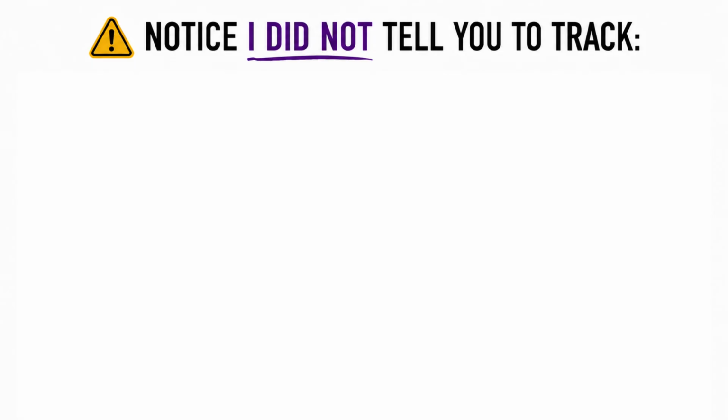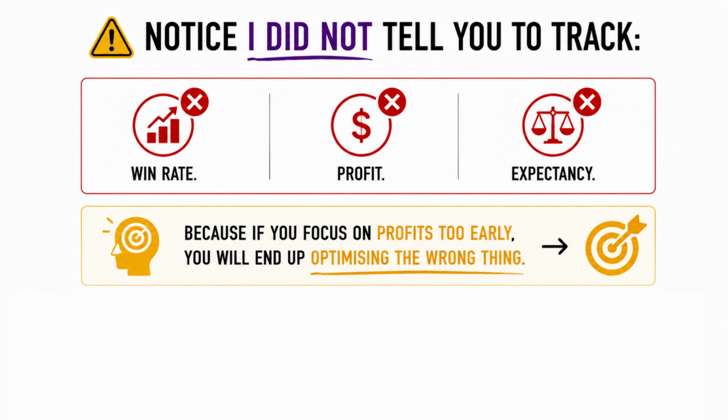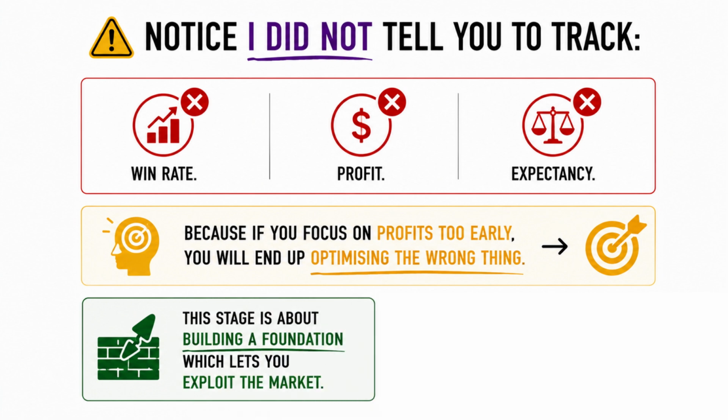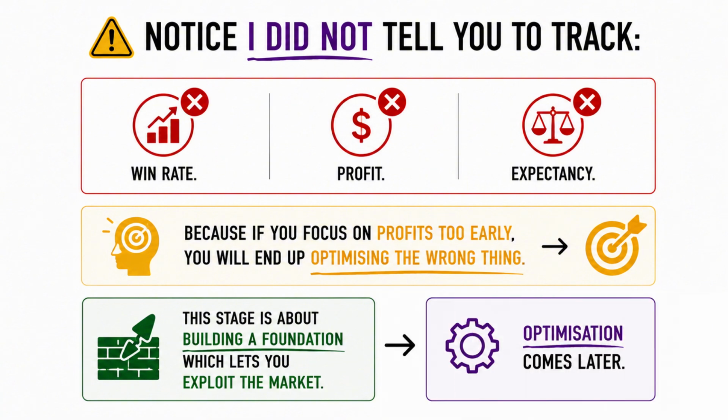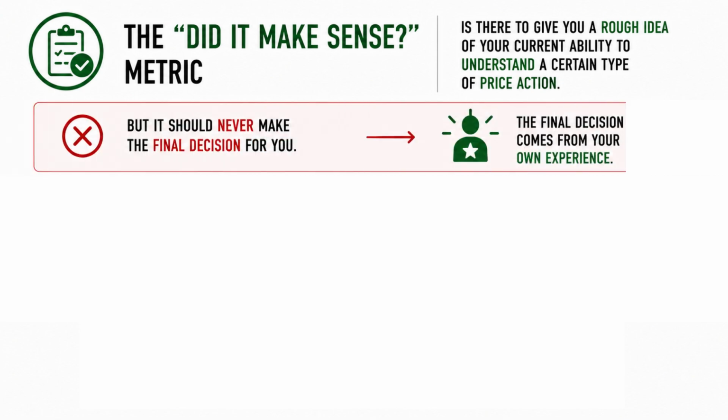Notice what I did not tell you to track: win rate, profit, expectancy. Because if you focus on profits too early, you will end up optimizing the wrong thing. This stage is about building a foundation which lets you exploit the market. Optimization comes later. The did it make sense metric is there to give you a rough idea of your current ability to understand a certain type of price action, but it should never make the final decision for you. The final decision comes from your own experience.